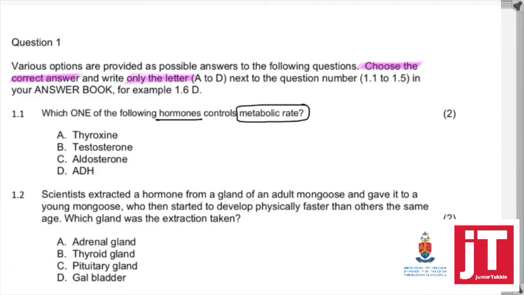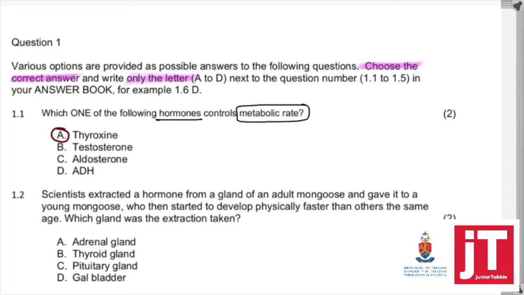We'll do a question analysis quickly. Which one of the following hormones? So here we're looking for an option that has a hormone and one that controls metabolic rate. Now, if we have studied our theory, we will pick up right away that option A is thyroxine, and thyroxine is one of the hormones that has direct impact on metabolic rate.